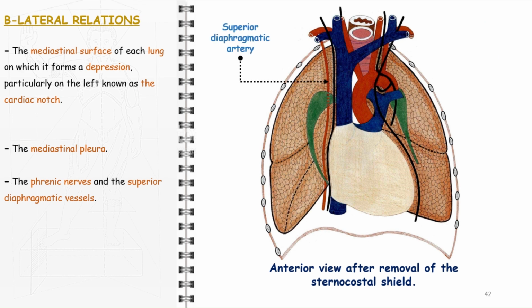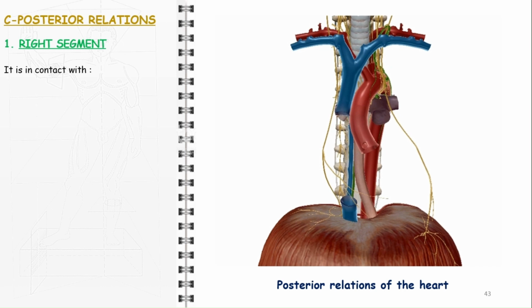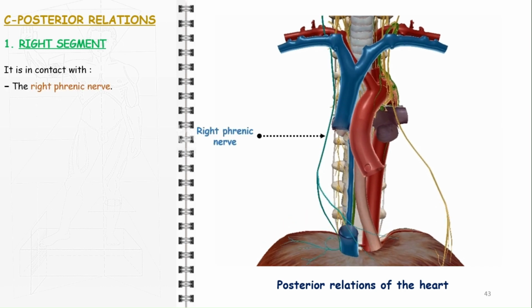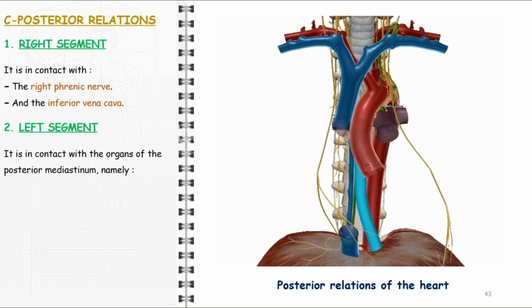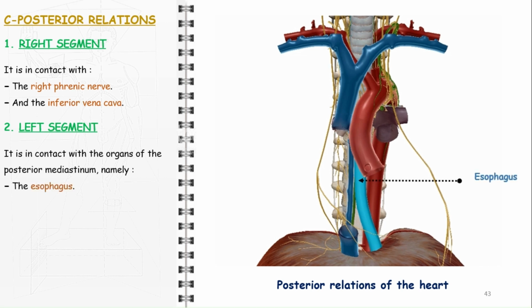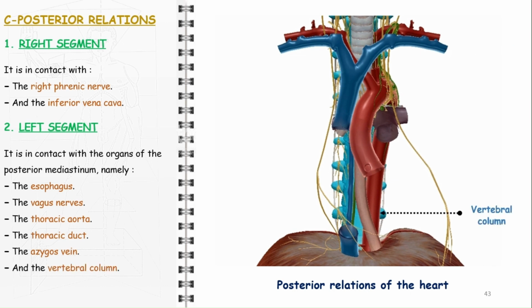It is also in contact with the mediastinal pleura, and on the left, the phrenic nerve and the superior left diaphragmatic vessels. The posterior surface of the heart or base, entirely auricular, is subdivided by the interauricular sulcus into two segments, right and left, each having particular relations. The right segment is in contact with the right phrenic nerve and the inferior vena cava, and the left segment is in contact with the organs of the posterior mediastinum, namely the esophagus, the vagus nerves, the thoracic aorta, the thoracic duct, the azygous vein, and the vertebral column.